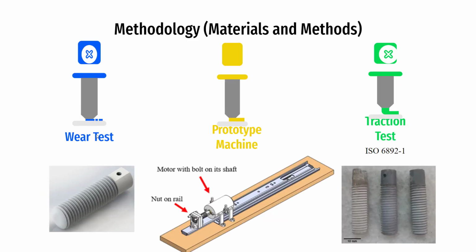Number four is an important wear test. For this wear test, we use a prototype machine. And finally, it's important to do a traction test. Use the ISO 68921 rule.